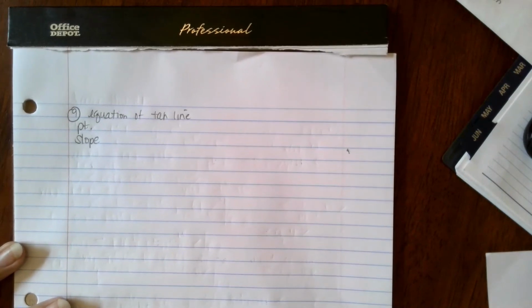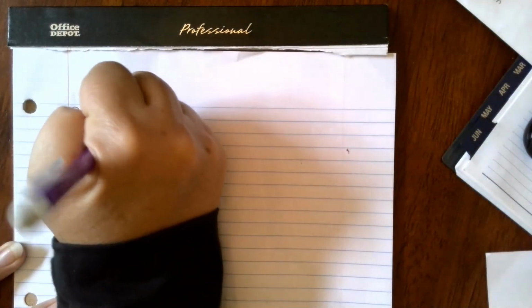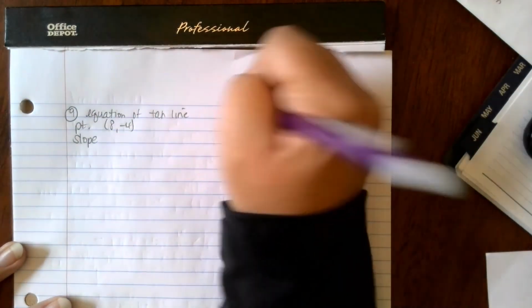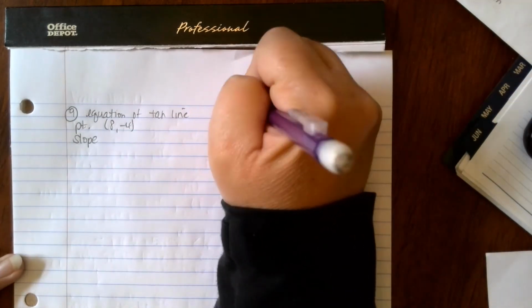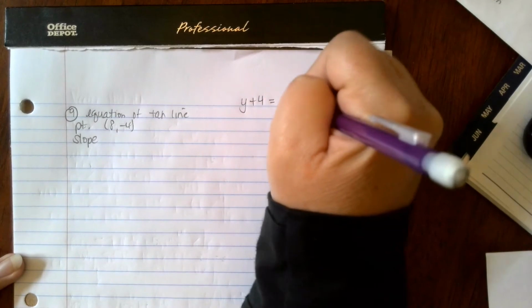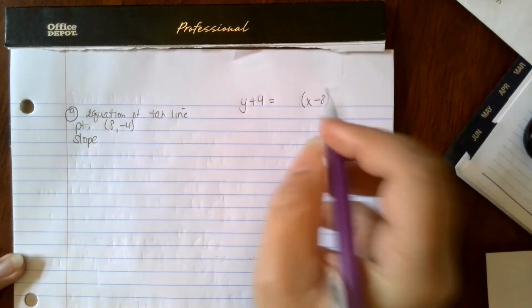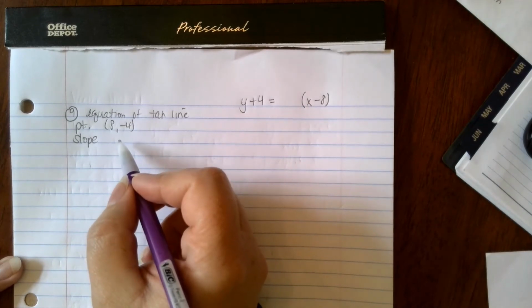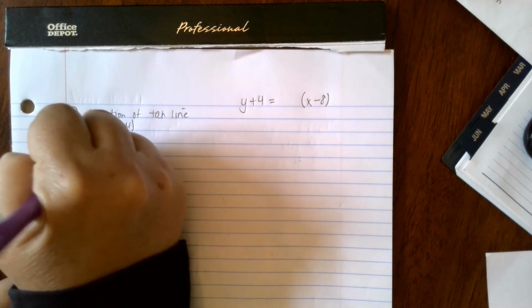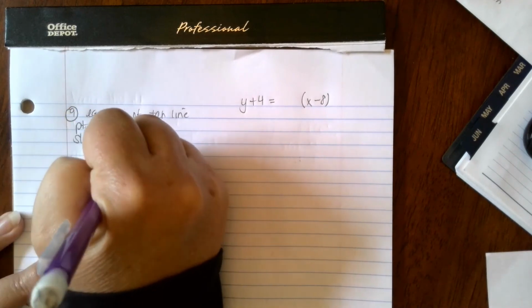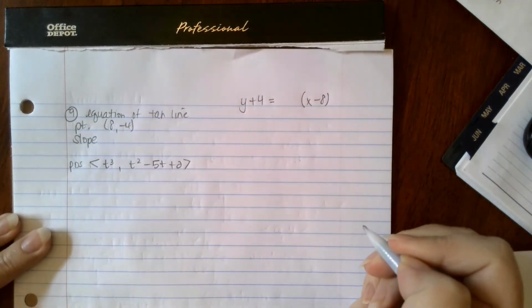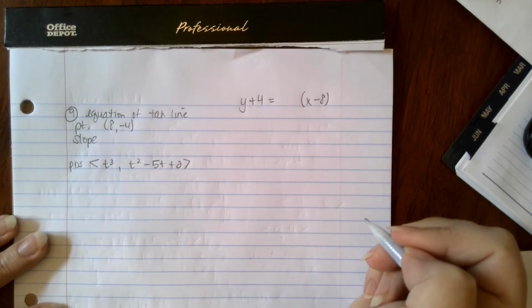Now, the point they gave us was (8, -4). So we actually have our equation, we just need our slope. y minus a negative 4 equals some kind of slope times x minus 8. So we just need to find that slope. Well, the slope we know comes from the derivative. They gave us our position, t cubed and t squared minus 5t plus 2, and we are going to find our slope when doing our derivative, right?